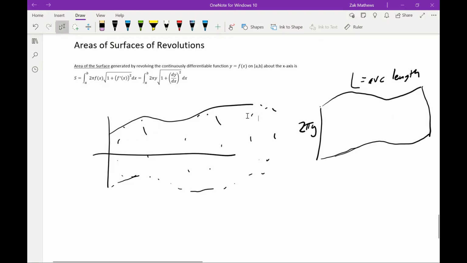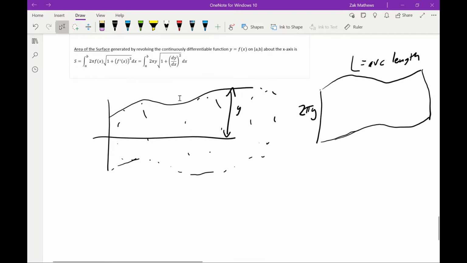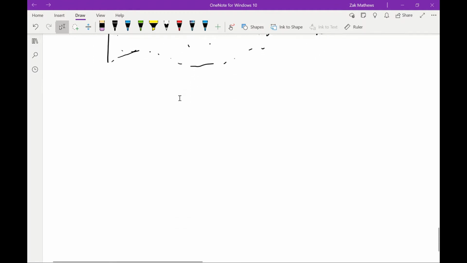This element here is just the arc length, and then the way around is a circumference, so 2 pi times the radius given to us by the element y. And that is where our formula is coming from. So let's just jump right into an example.